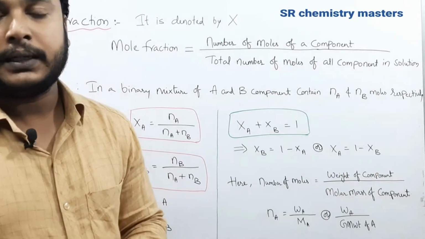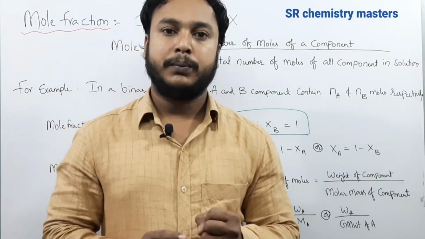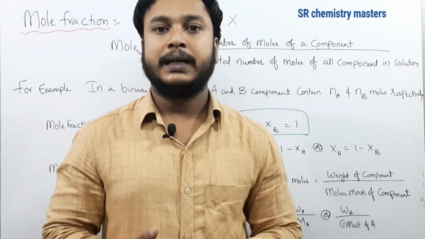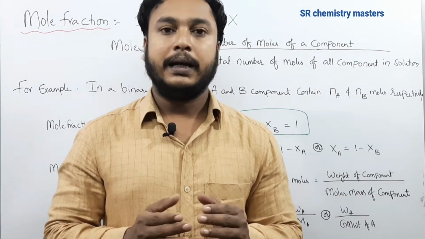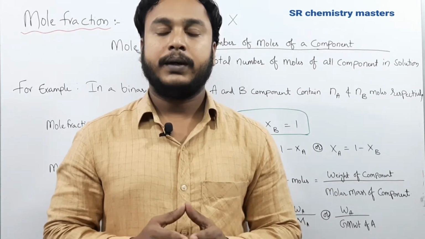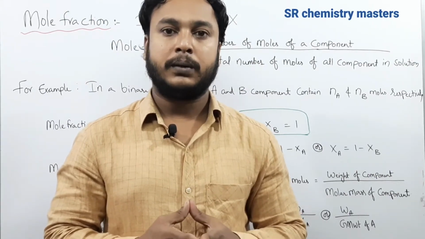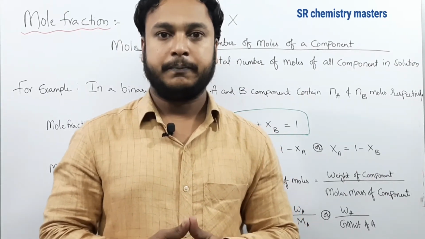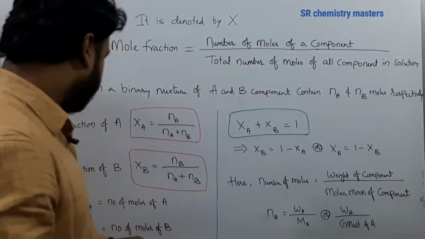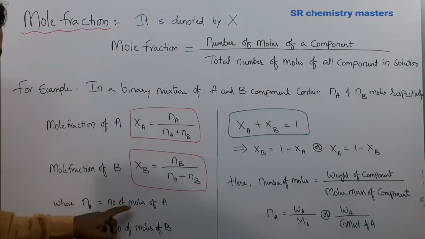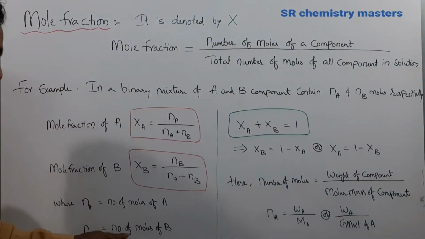Remember, in the numerator we take the number of moles of that component for which we are calculating the mole fraction, and in the denominator we take the total number of moles of all the components present in the solution. Here N of A is the number of moles of A and N of B is the number of moles of B.